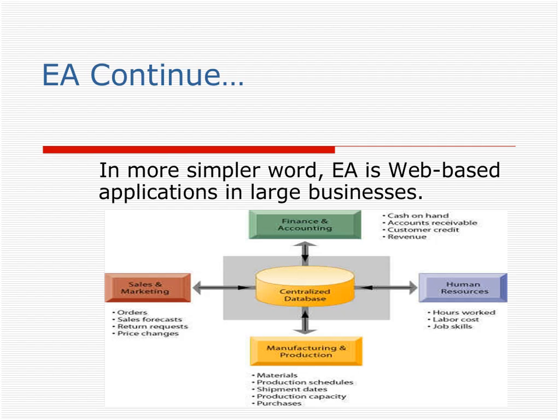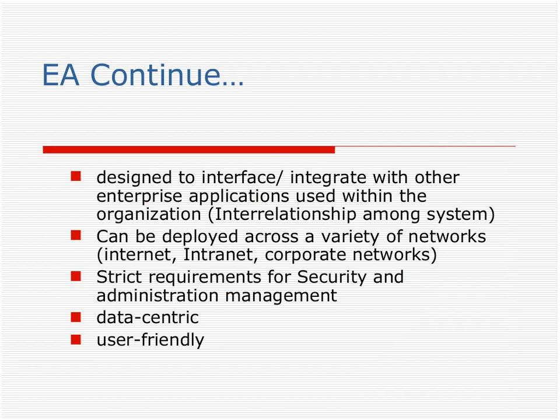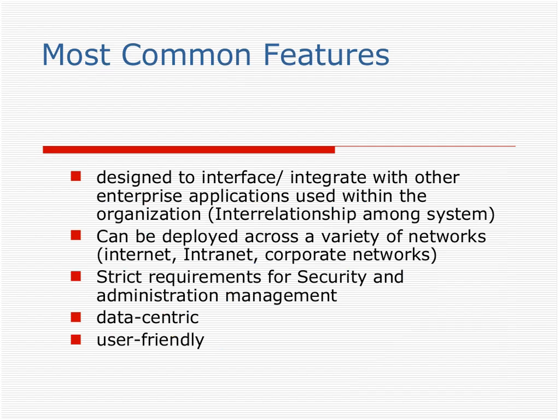Most common features of an enterprise application software, as you see these 5 bullet points, the most common features are: enterprise applications are designed to interface, integrate with other enterprise applications used within the organization, which means interrelationships among the system. As I said, enterprise applications can be designed to interface, means to connect, or to integrate, means to be combined with other enterprise application softwares that businesses use.